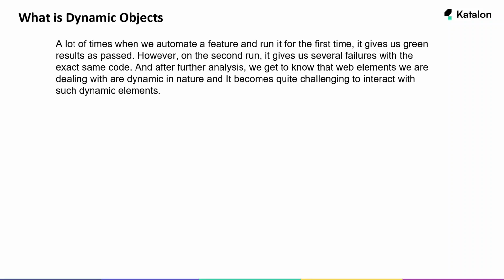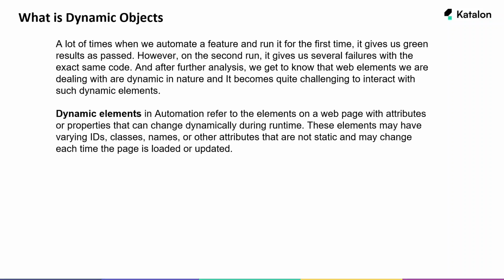A lot of times when we automate a feature and run it for the first time, generally it gives us green results as passed. However, when you are running for the second time, it gives us several failures with the exact same code. And after further analysis, we get to know that the web elements we are dealing with are dynamic in nature, and it becomes quite challenging to interact with such dynamic elements.